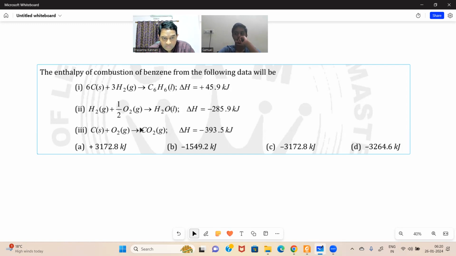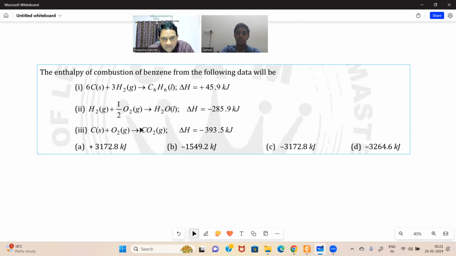Second definition, for the same stuff. When carbon burns in oxygen to form 1 mole of carbon dioxide, it is called enthalpy of combustion. Repeat what you said. Enthalpy of combustion can be defined as the heat change involved in combustion of 1 mole. Combustion of what, Samuel? Are you burning 1 mole of carbon dioxide? 1 mole of carbon.